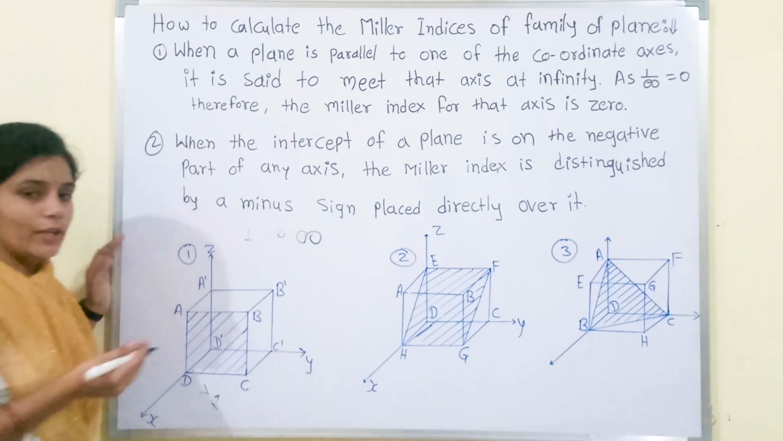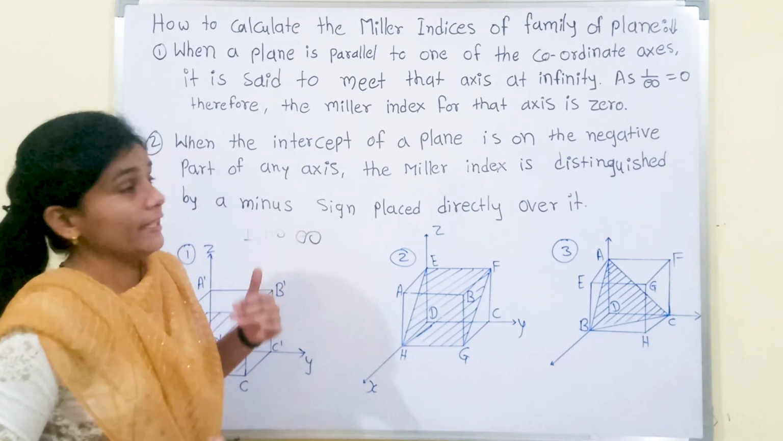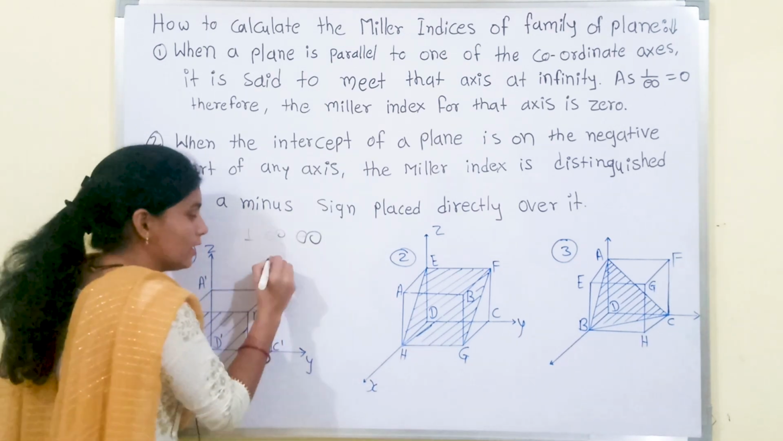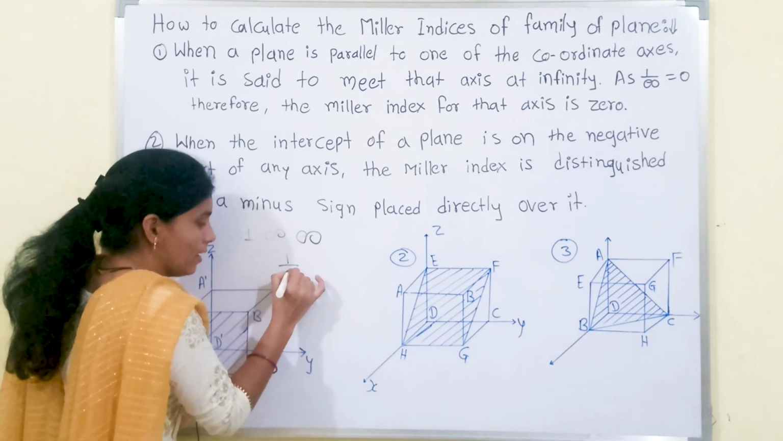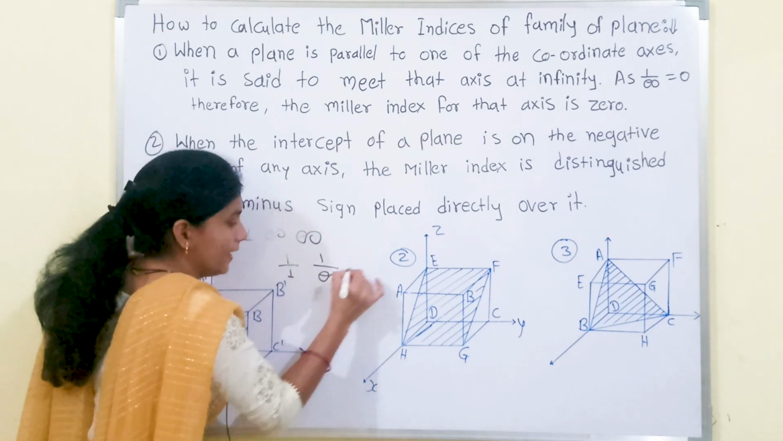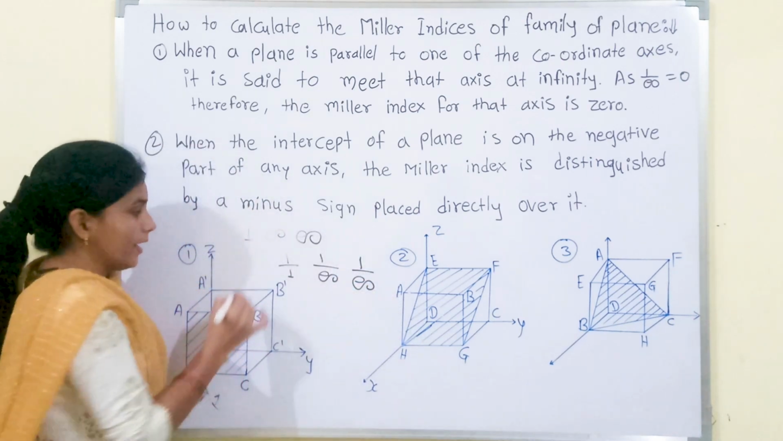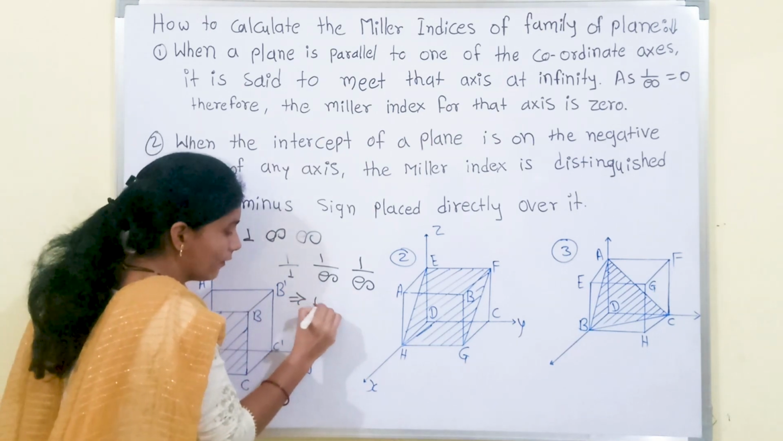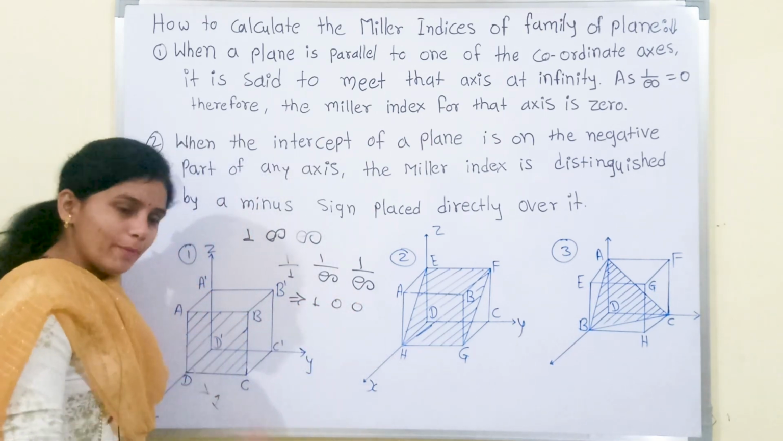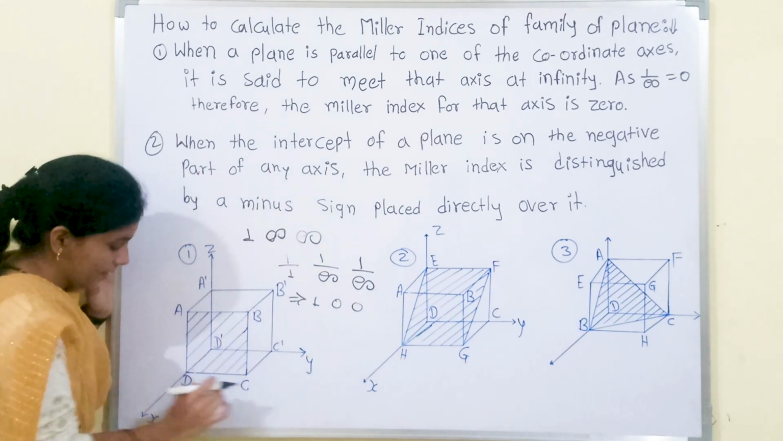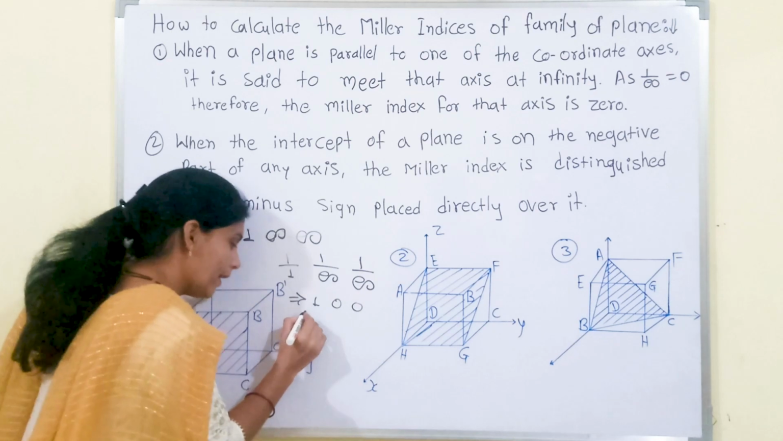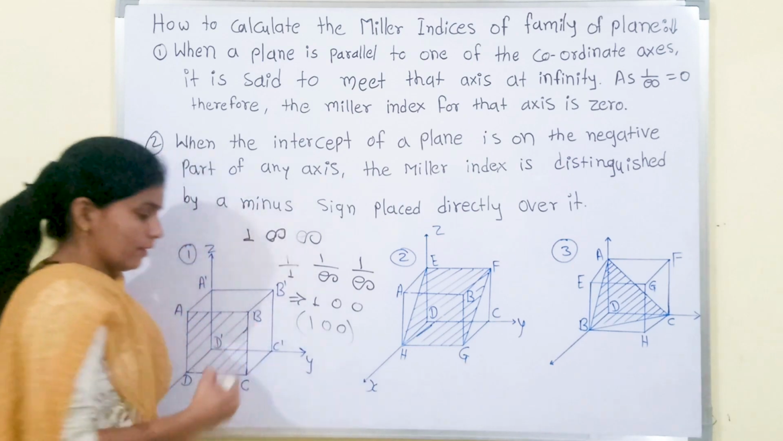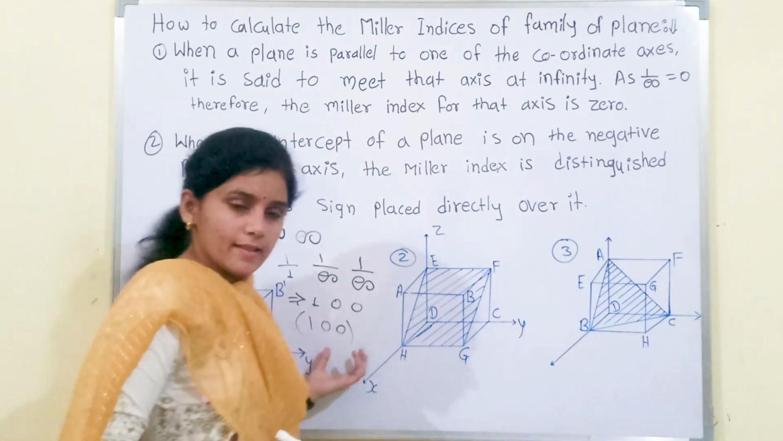We know that the second step of calculating the Miller indices is to take the reciprocal of the intercepts. So we write 1 by 1, 1 by infinity, and 1 by infinity. Here we will get 1 0 0. Simply, the plane ABCD is the (1 0 0) plane, and we should be writing it in brackets. We learned about this in the previous lecture.